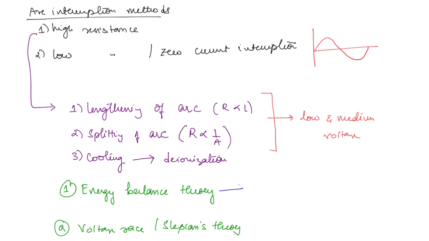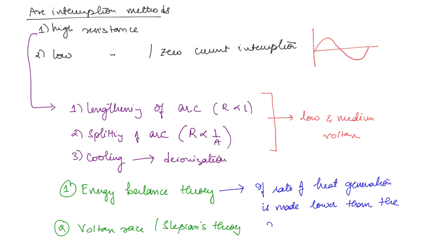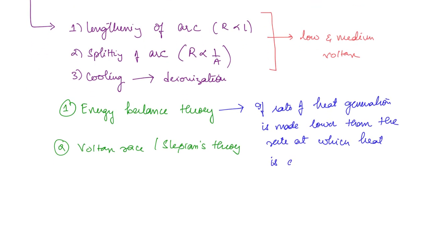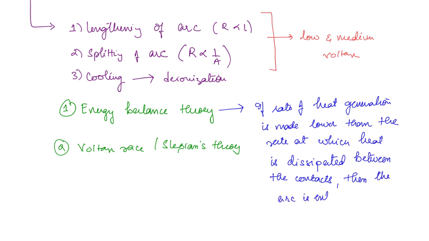Now according to the energy balance theory, if the rate of heat generation is made lower than the rate at which heat is being dissipated between the contacts, then the arc can be extinguished. Okay, so this is one way of extinguishing the arc.